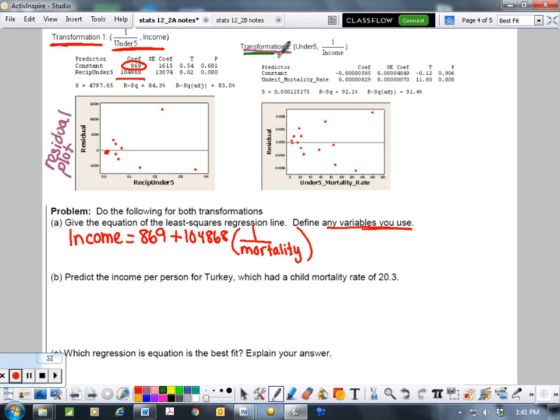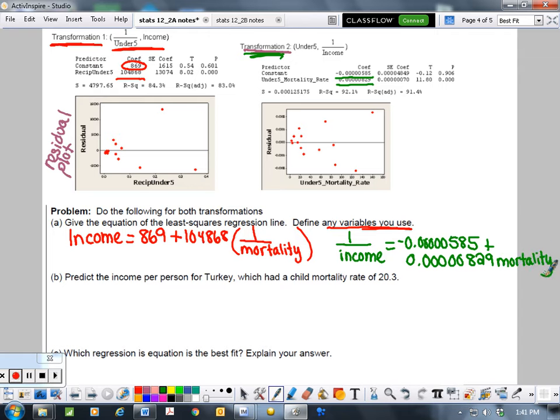So now let's go ahead and do transformation number 2, which would be, we did y, so 1 over income equals, and these are really small numbers, negative 0.12345, plus our slope 1.45829, times our mortality. And so now this gives us 2 different things that we can do.